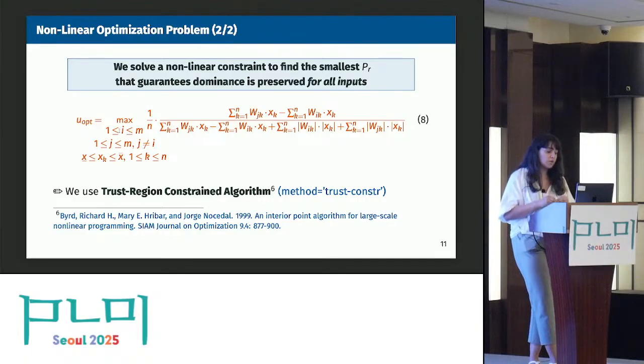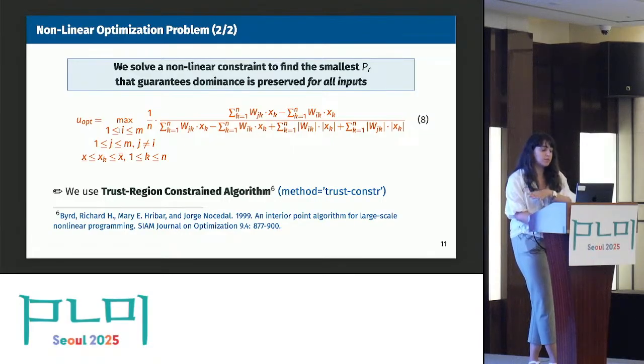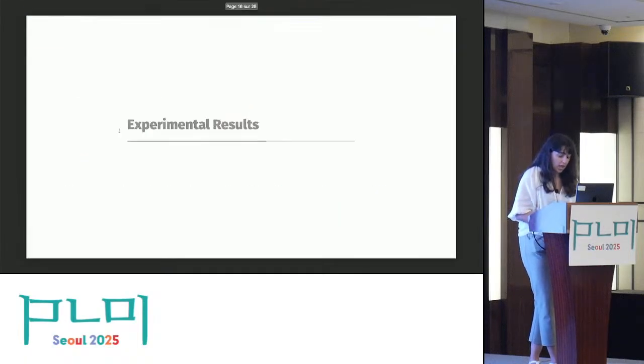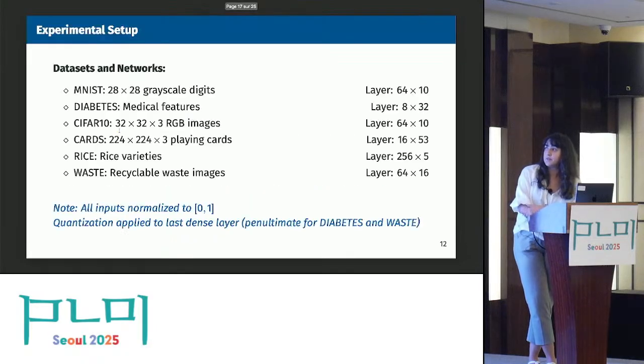For that, we will use the optimization method known for large-scale problems, which is the trust region constrained algorithm, which is based on an interior point algorithm to solve large-scale nonlinear programming. We have tested only this optimization technique. We did not test another solver, maybe in future work. After solving this equation, we move to the experimental results.